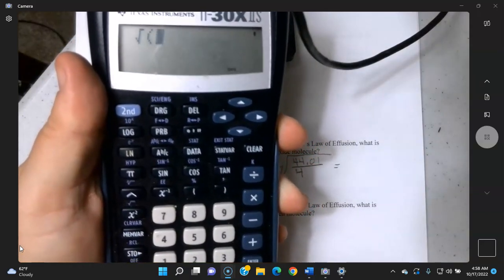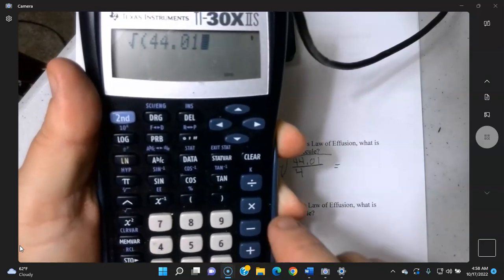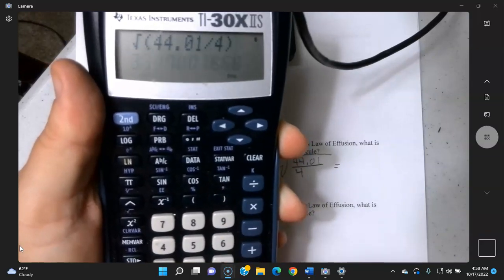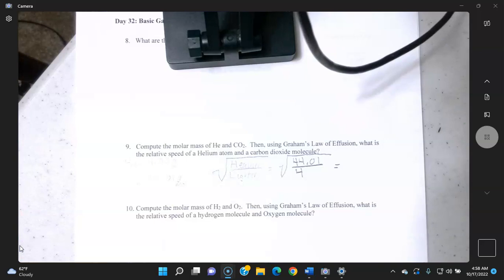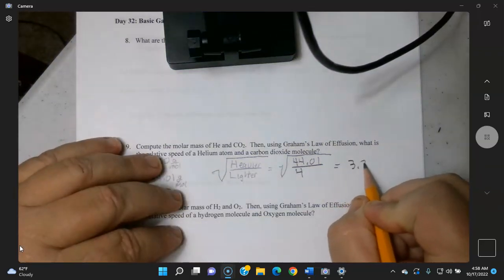There, you see it. Now you do 44.01 divided by 4 for helium, close the parenthesis and hit equal, and you get 3.3. That's good enough. So what does that mean? I want you to write out what it means.